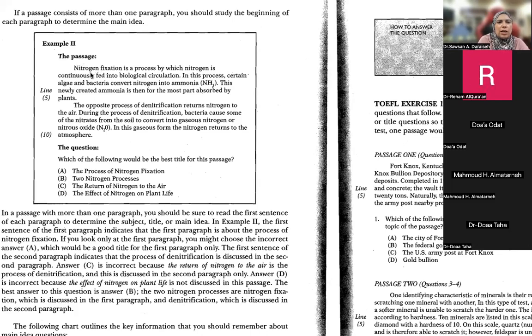Again, look, guys, nitrogen fixation is a process by which nitrogen is continuously fed into biological circulation. All right. So in this process, certain algae and bacteria convert, means to change, right? Nitrogen into ammonia, NH3. This newly created ammonia is then, for the most part, absorbed by plants.